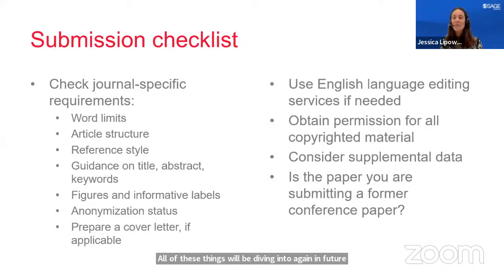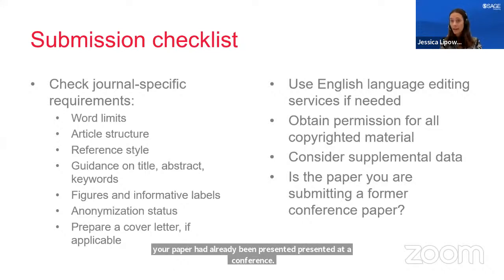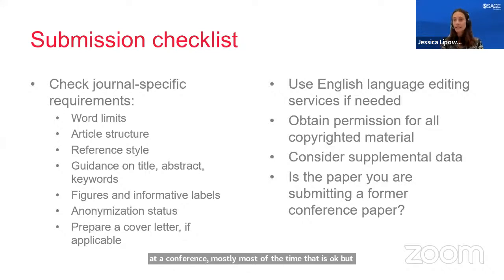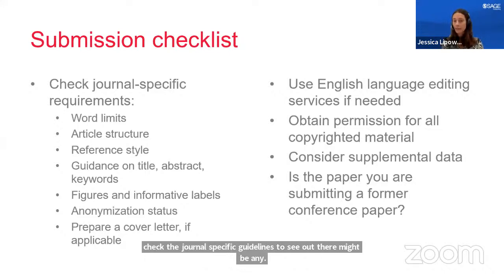As we've also mentioned, you might want to rely on an editor, a mentor, or an English language service as needed to help with formatting or editing, like our Sage Author Services. Consider supplemental material, like Jen mentioned, as well as making sure you've obtained all appropriate permissions on any copyrighted material, if applicable. Perhaps your paper had already been presented at a conference. Most of the time that is okay, but check the journal-specific guidelines to see if there might be any challenges with that.